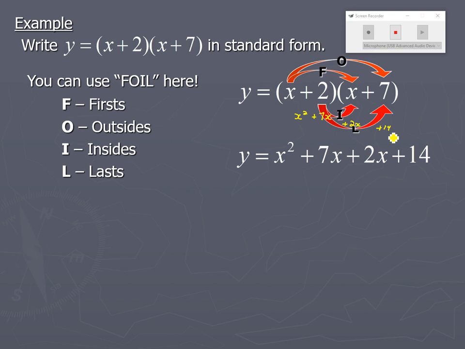Now, most FOIL questions, I'll start calling them FOIL questions, have an extra step at the end. You get x squared plus 7x plus 2x plus 14. This 7x and this 2x can combine together. I've got 7 x's and 2 x's. I can put those together to make x squared plus 9x plus 14.